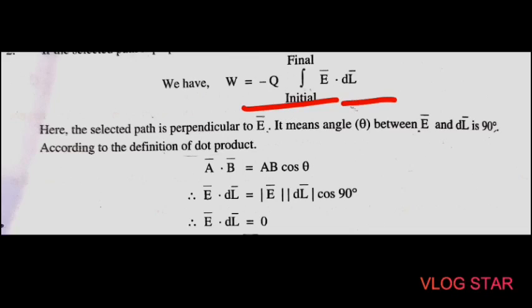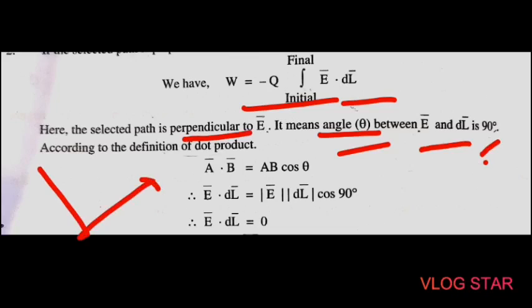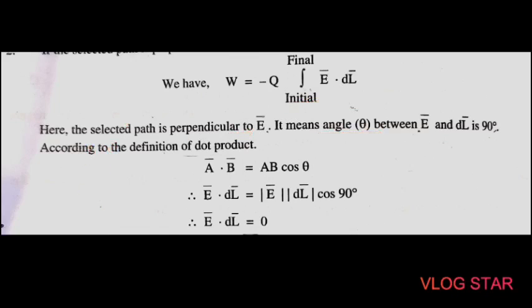And here, if we select the path perpendicular to E bar, that means what? The angle between E bar and dl bar is 90 degrees. Why? Because they are perpendicular, and we know that if two axes are perpendicular to each other, then the angle between them is 90 degrees. So here we will consider E bar and dl bar both perpendicular to each other, and that's why the angle between them is 90 degrees.